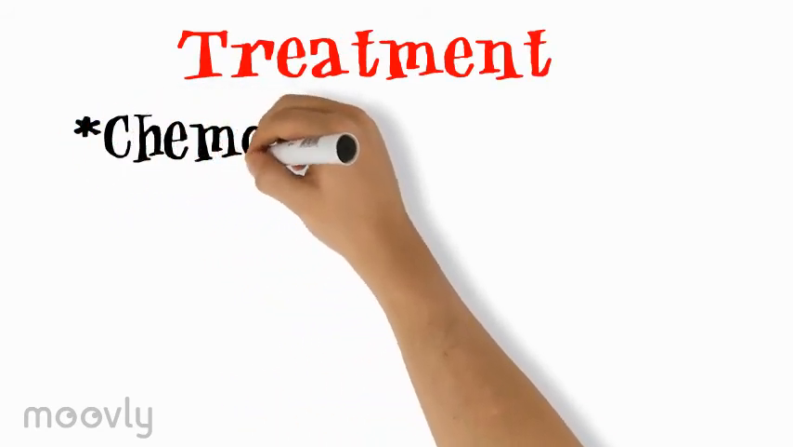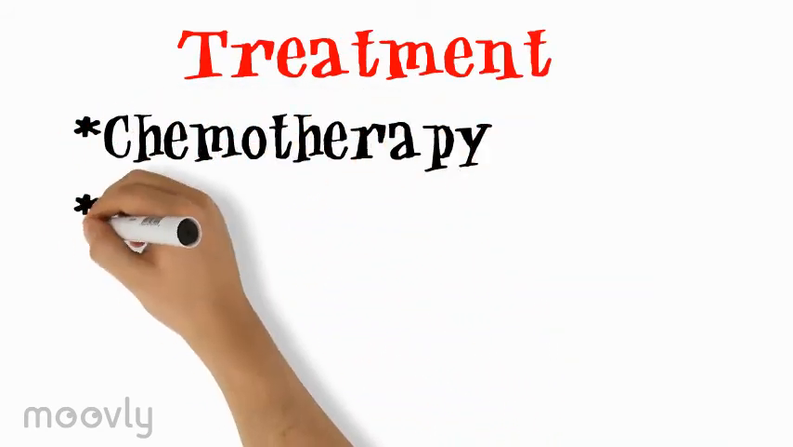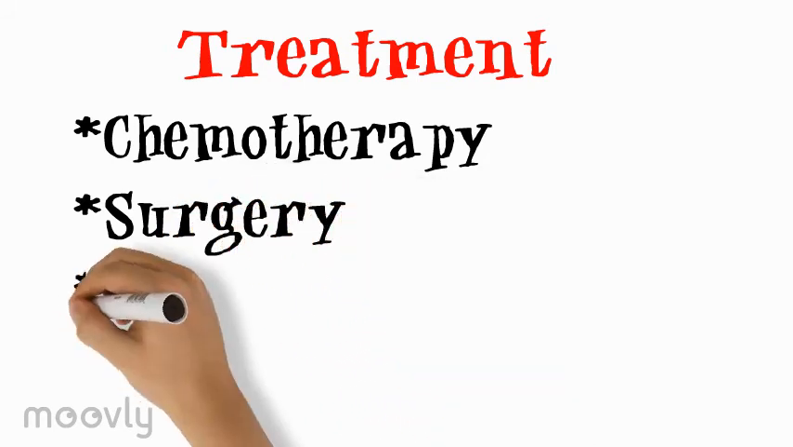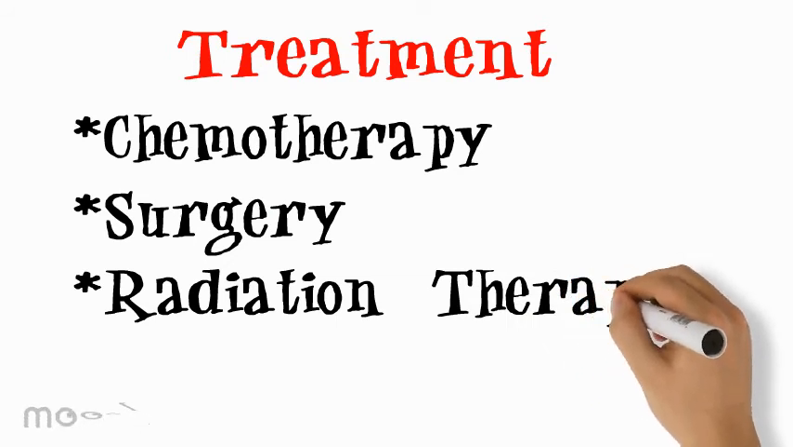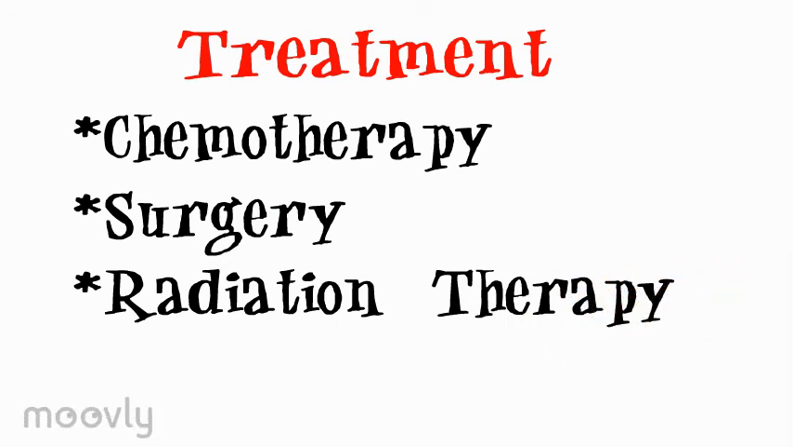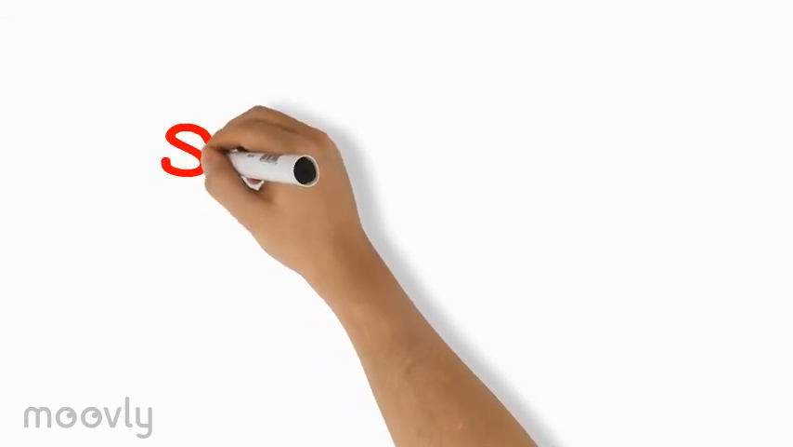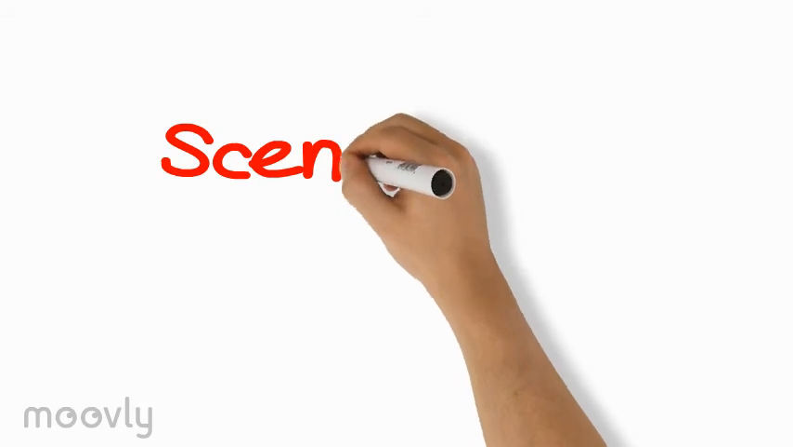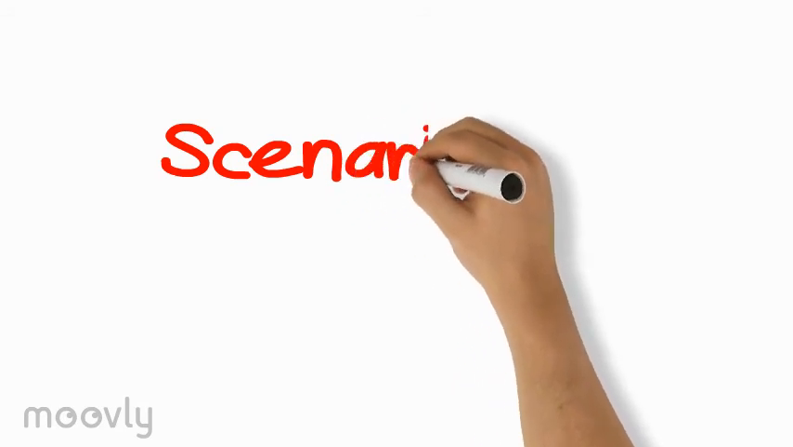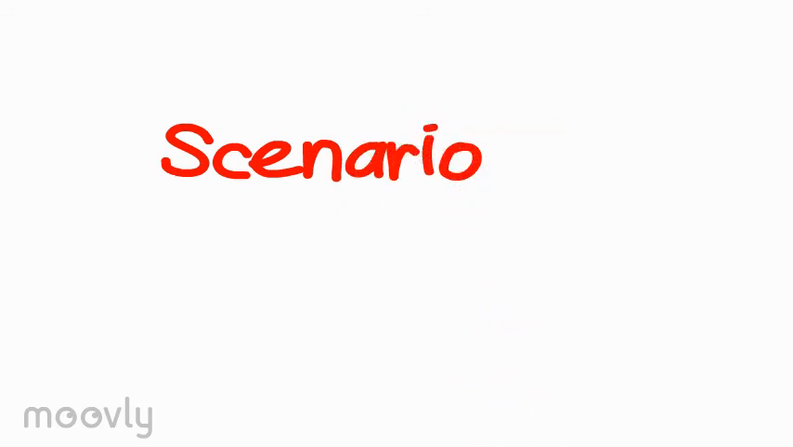Treatments can be different for lung cancer patients according to the stage of disease, patient's overall health, and preference. Options are chemotherapy, surgery, and radiation therapy. To conclude our scenario, Jean was diagnosed with adenocarcinoma, a subtype of non-small cell lung cancer. She is now receiving chemotherapy.